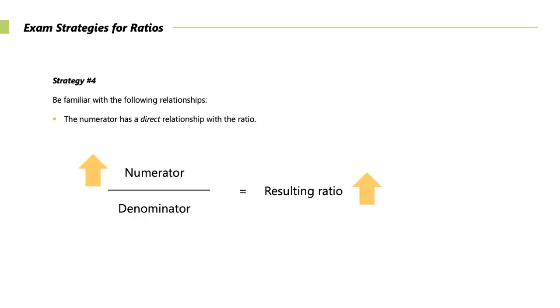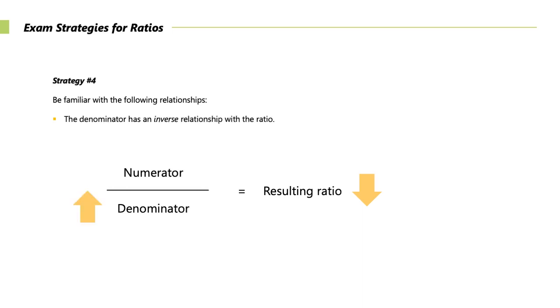Be familiar with the following relationships. The numerator has a direct relationship with the ratio. So you'll notice if the numerator goes up, the resulting ratio goes up. Let's try the next item. If the numerator goes down, the resulting ratio goes down. So sometimes you may not even have to do the calculation. You'll know that it's changing the ratio and having it go down. Let's go on to the next slide.